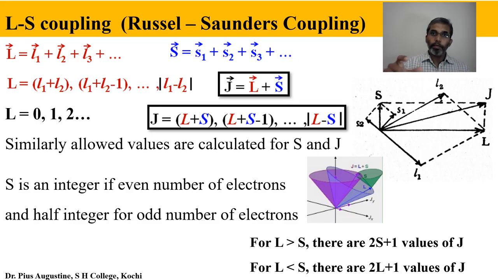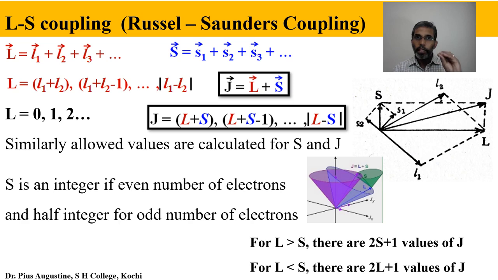Then again a similar procedure will be followed for spin vectors. That is, spin vectors of various electrons are to be added, S1 plus S2 to S1 minus S2, like that. And then capital L and capital S will be combined to give J. Then you have to note, the spin of an atom will be an integer if there is an even number of electrons in the atomic system, and will be a half integer for an odd number of electrons. And therefore for calculation of J there is a certain rule, that is J is equal to L plus S to L minus S, that is L plus S to mod L minus S, in steps of 1.